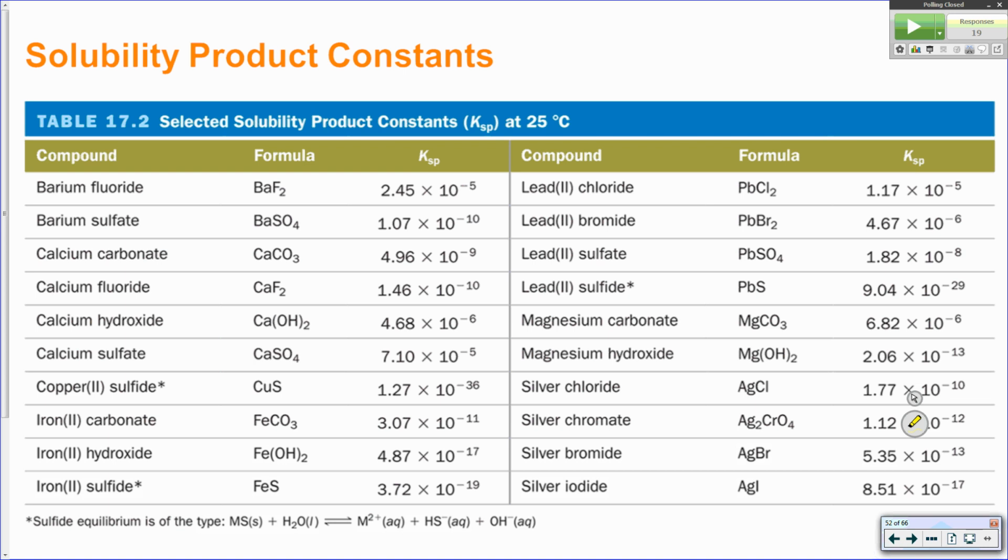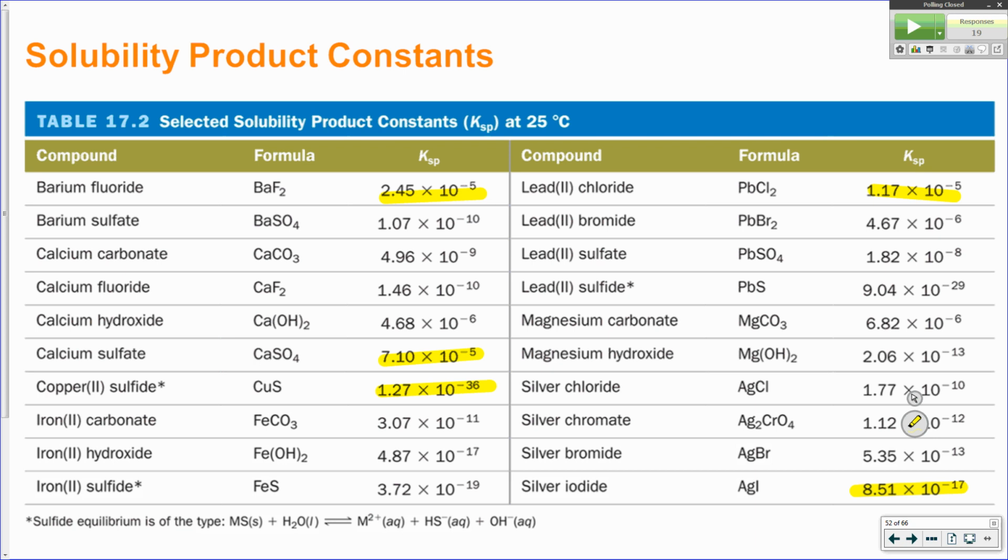But they vary for things that are somewhat soluble. Something like barium fluoride is 10 to the minus fifth. Calcium sulfate is 10 to the minus fifth. Lead chloride is 10 to the minus fifth. And you look at things that are not very soluble at all. Silver iodide is 10 to the minus 17th. Copper sulfide, 10 to the minus 36.